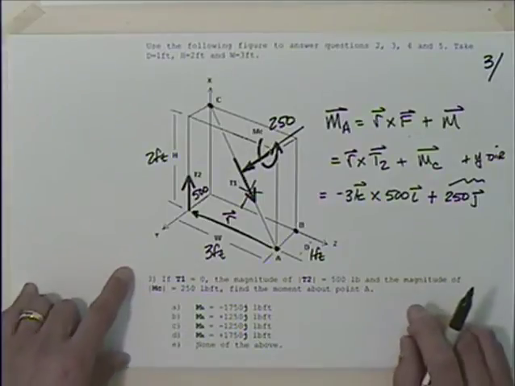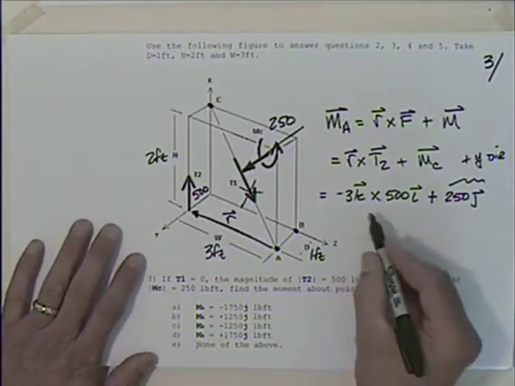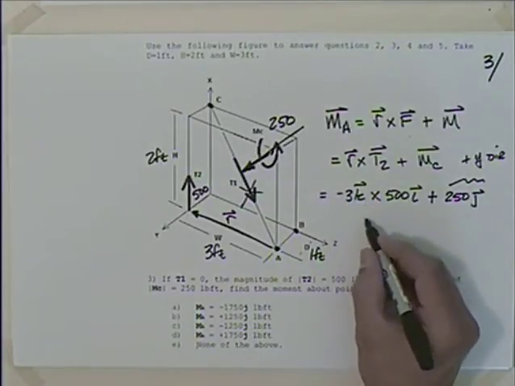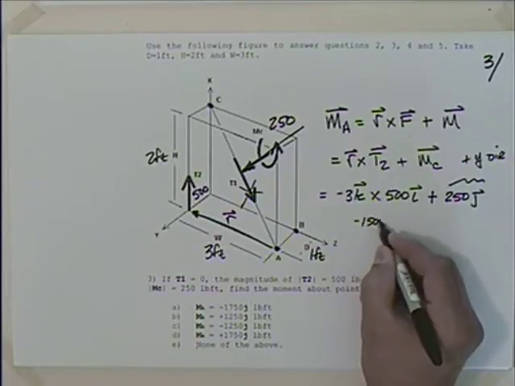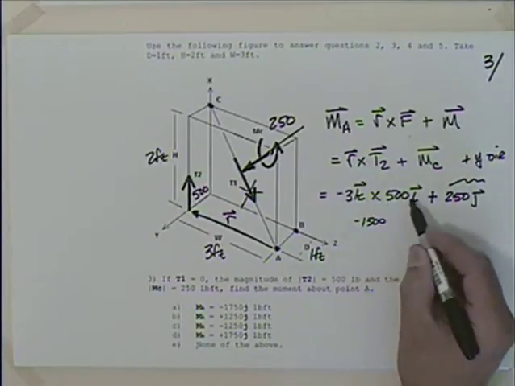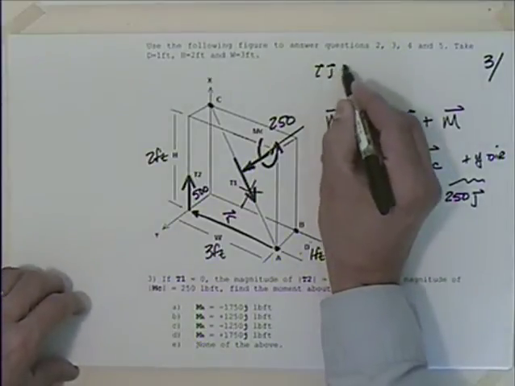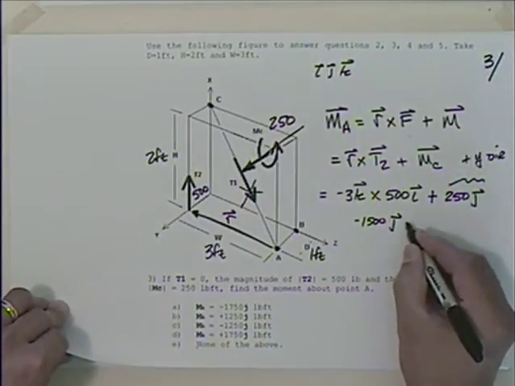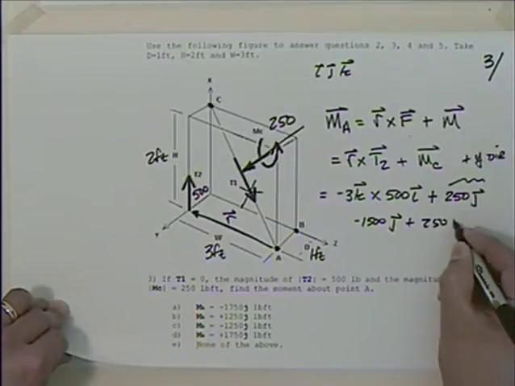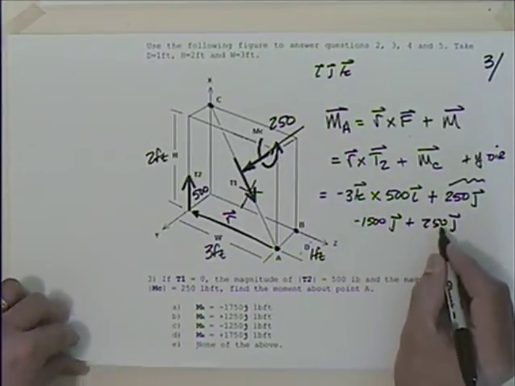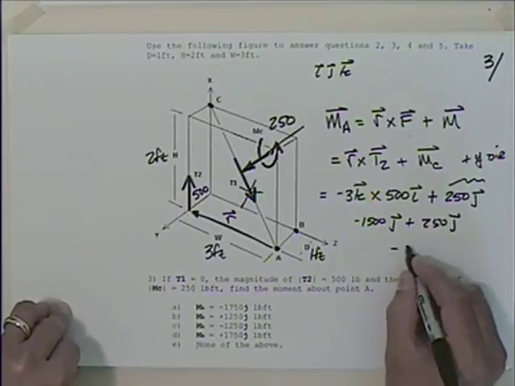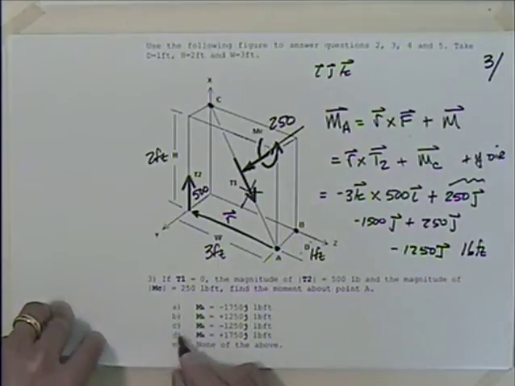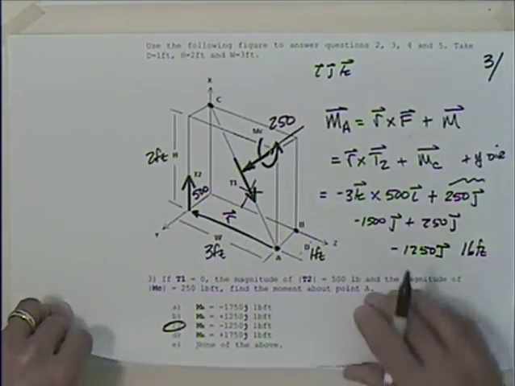So I go through the arithmetic here, and I come up with minus 1500, 3 times 500, and then what's K crossed with I? Remember I, J, K. K crossed with I gives me J, and then I have to add to that 250 J. So that's negative, that's positive, so that turns out to be equal to minus 1250 J pound-feet. The answer there is C.